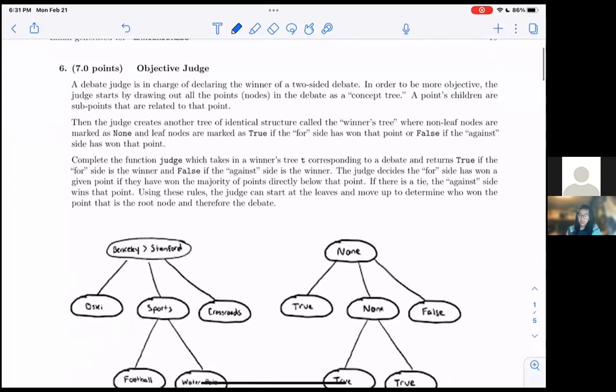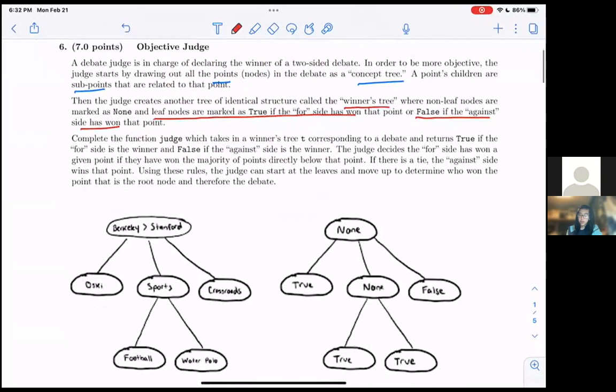So it says a debate judge is in charge of declaring the winner of a two-sided debate. In order to be more objective, the judge starts by drawing out all of the points in the debate as a concept tree. A point's children are subpoints that are related to that point. Then the judge creates another tree of identical structure called the winner's tree, where non-leaf nodes are marked as None and leaf nodes are marked as True if the for side has won that point, or False if the against side has won that point.